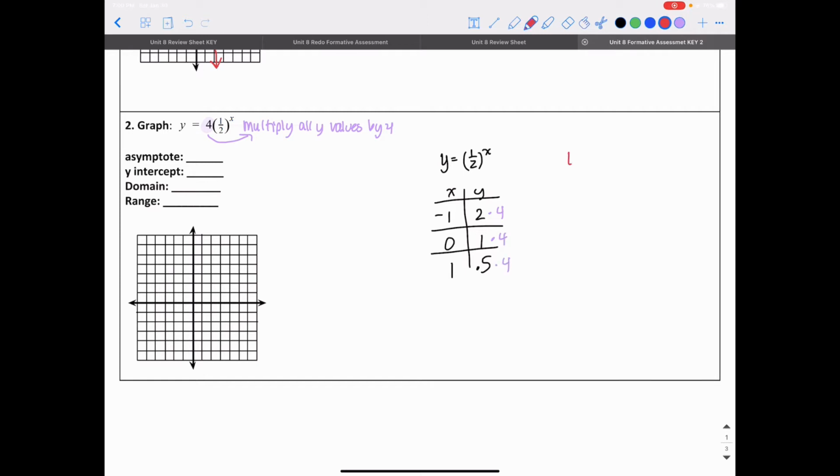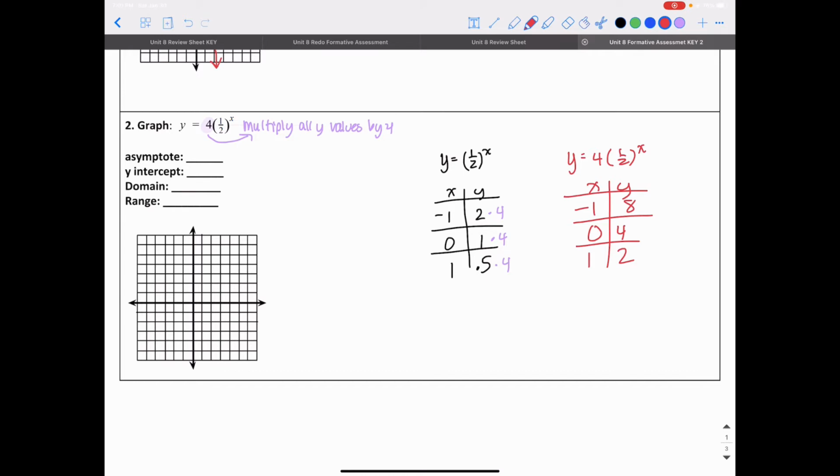That's going to give me y is equal to 4 times 1/2 to the x power. This multiplying by 4 gives me this coefficient. And then the table for that new function is going to be negative 1, 8, 0, and 4, and 1, and... wait. Oh, that's a 0.5. That's crazy. 4 times 0.5, which gives me 2. And then I plot these points.